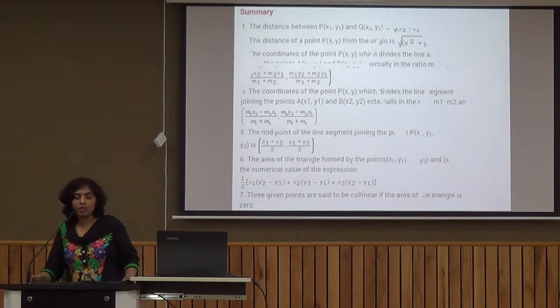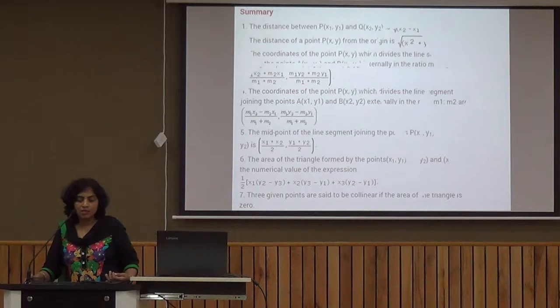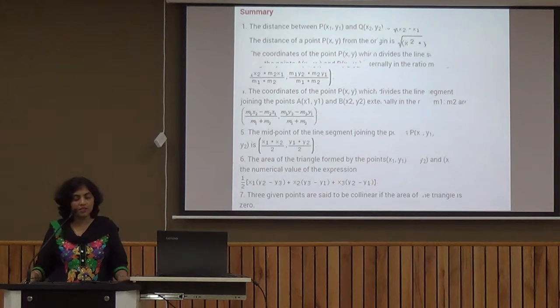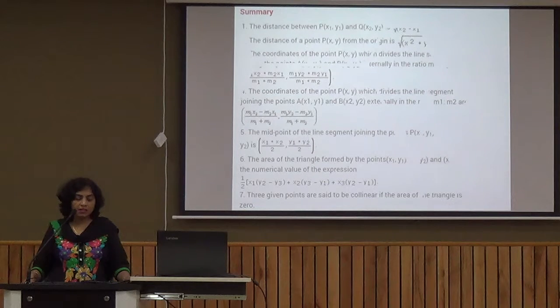So let's have a quick summary of whatever we have done today. We have calculated the distance between 2 points P (x1, y1) and Q (x2, y2) as under root of (x2 minus x1) whole square plus (y2 minus y1) whole square. The distance of a point from the origin is under root of x square plus y square. The coordinates of the point P (x, y), which divides the given line segment in the ratio m1:m2, are (m1x2 plus m2x1) upon (m1 plus m2) and (m1y2 plus m2y1) upon (m1 plus m2).